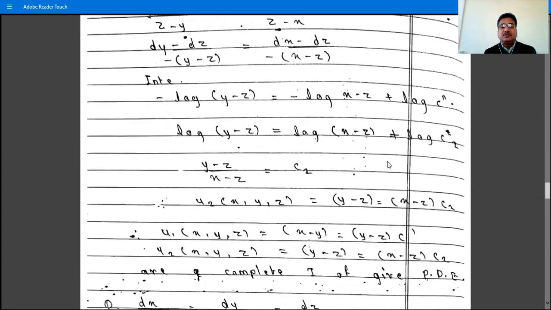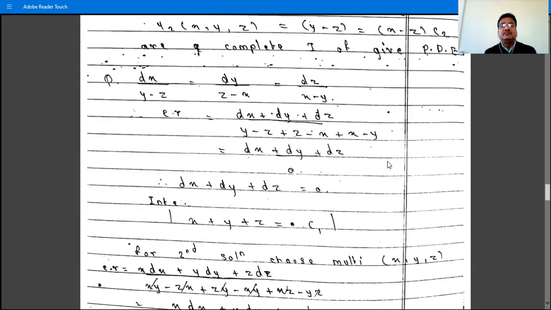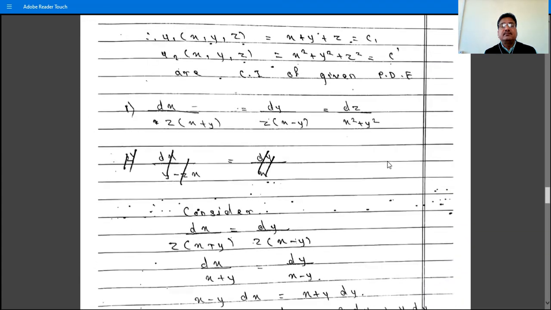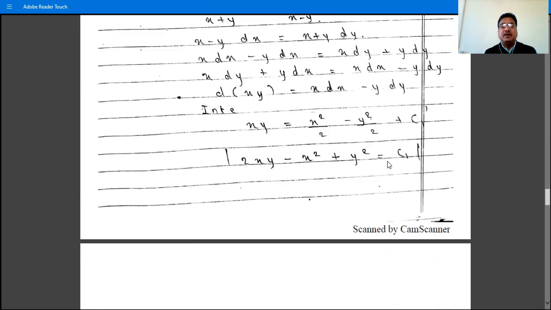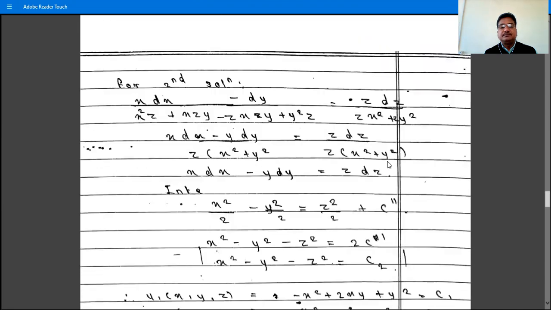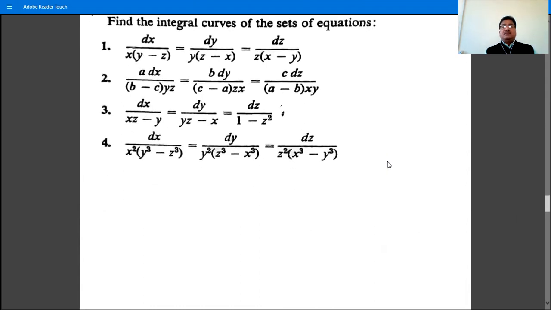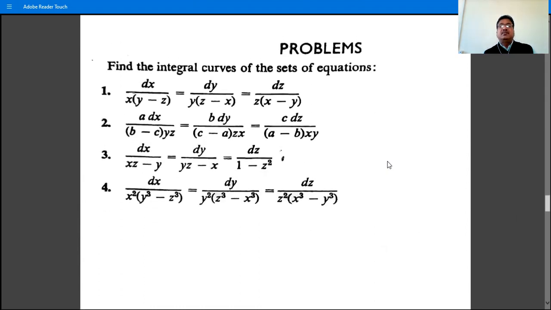So solve all these problems. Example number 1, the answer of example number 1. These are some problems for homework. Solve these problems, find two solutions. We will see the remaining problems in the next lecture.